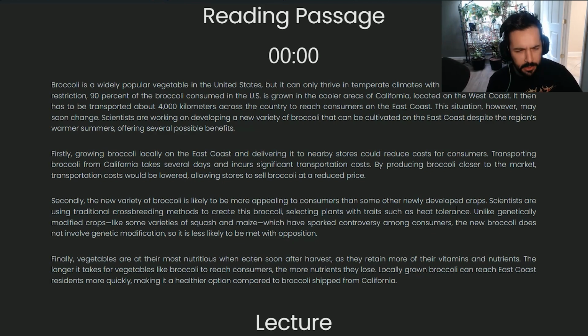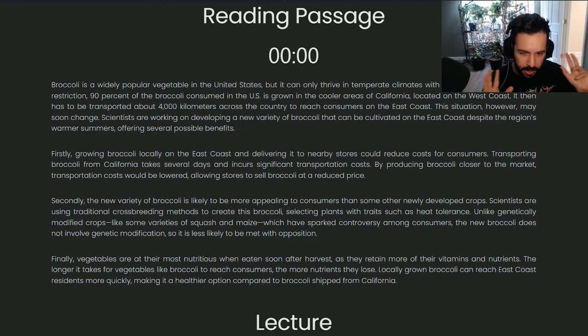So I expected this to have more examples. So scientists are choosing the traits that they like. So we are talking about modifying the plants, by doing crossbreeding or genetic modification. Now, unlike genetic modification, some variety, we don't care about the examples. Unlike genetic modification, this doesn't spark controversy among consumers, or it's less likely to spark controversy.